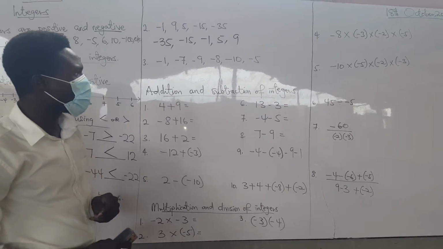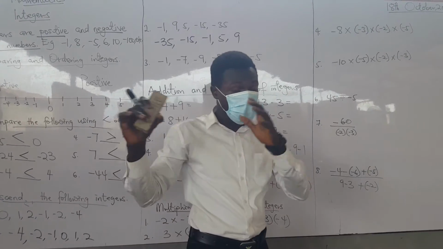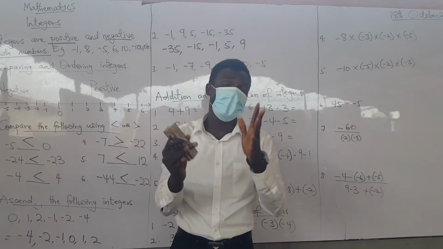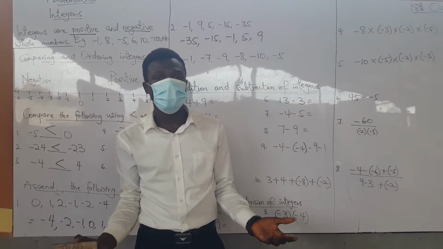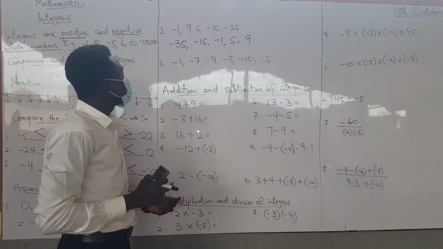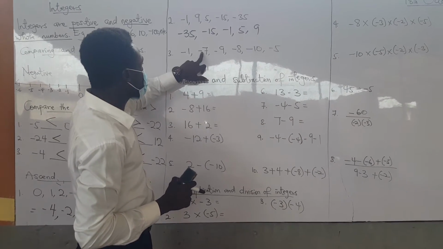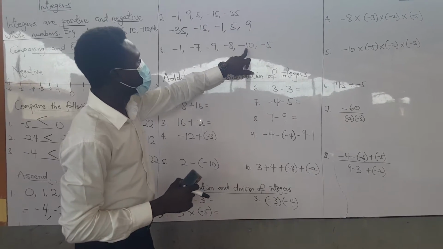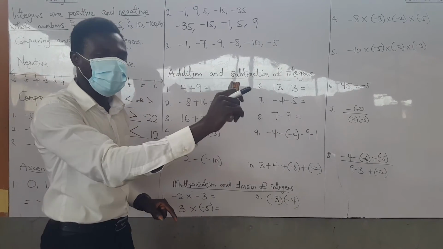Let's look at the last one of ascending order of integers. I'm building on the negative because we know how to order positive numbers. If I ask you 10 and 5, which one is less? You can tell me that 5 is less. But with the negative, it is quite confusing. So if you look at this one, we have negative 1, negative 7, negative 9, negative 8, negative 10, and negative 5. We are to order in ascending.